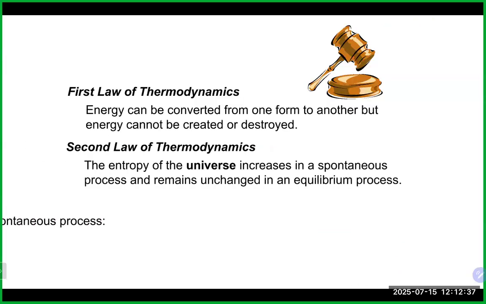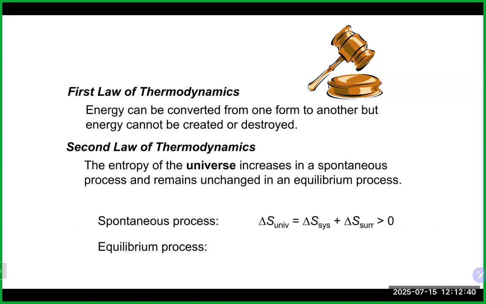So the first law of thermodynamics is essentially what we talked about in chapter 7, and that's the idea that energy can be converted from one form to the next, but we do not create nor destroy any energy. That's, again, our conservation of energy. The second law of thermodynamics is what we're talking about in this chapter, which is that the entropy of the universe increases in a spontaneous process and remains unchanged in an equilibrium process.